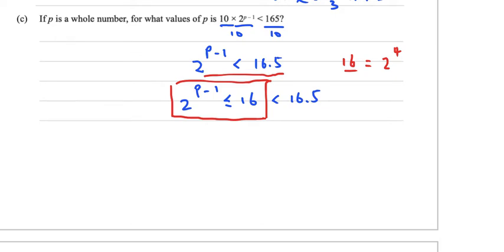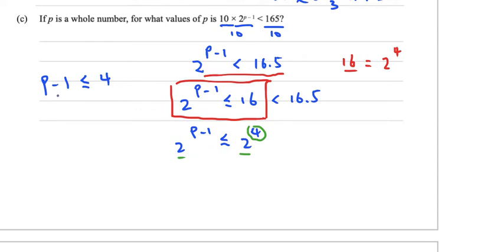Okay, now let's focus on this one. So 2 to the power of p minus 1 less than or equal to 16 is really 2 to the power of 4. Although this is an inequality, same as an equation, if they have the same base, then we can compare the power, right? Obviously the right hand side is bigger, so this power must be bigger. So p minus 1 must be less than or equal to 4. Same base, we can compare the power.